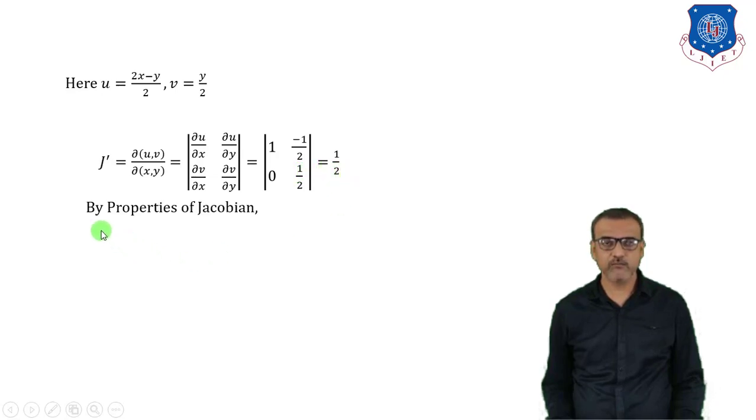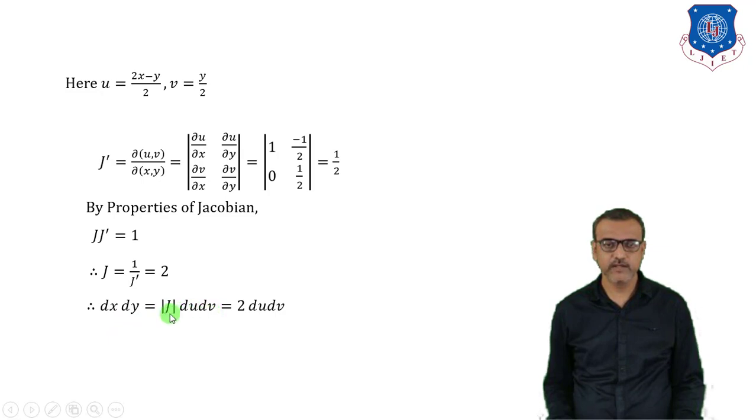We have one important property, by properties of Jacobian, J into J dash is equal to 1. And here we are interested in finding out J. And already we have J dash, which is 1 by 2. Therefore J equals 1 upon J dash, and inverse of J dash, which is 1 upon 1 by 2, that is 2. So the value of J is 2. Now dx dy is equal to modulus of J du dv, and modulus of J will be 2, and du dv will be as it is.